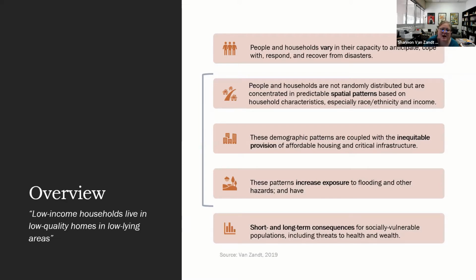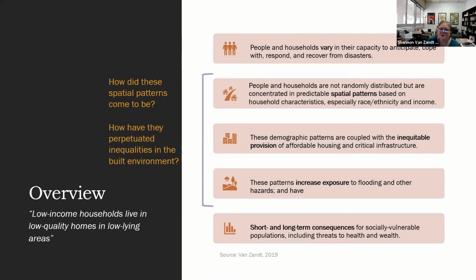So you can see there's a bracket around 3 of these. What I really want to talk about today is, how did these spatial patterns come to be? I talk a lot about segregation and concentrated poverty, but I don't usually talk about how that came to be. So I'm going to do that today. And then I also want to think with you about how those historical spatial patterns have perpetuated inequalities in the built environment that cause differences in how households and neighborhoods are able to respond to disasters.